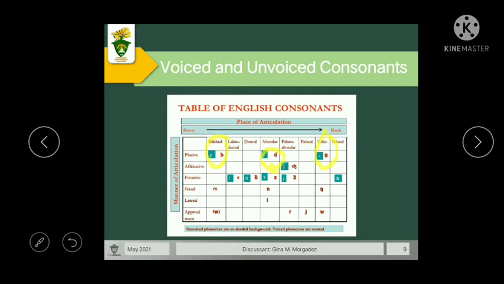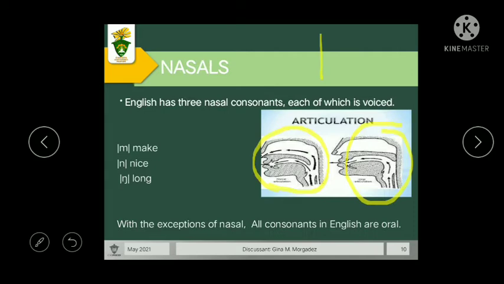Okay. So next. English has three nasal consonants, each of which is voiced. These are the nasals of English: m for make, n for nice, ng for long. These sounds have the same place of articulation as the plosives in English. The manner of articulation is likewise identical, except that the air flows through the nasal cavity rather than the oral cavity.